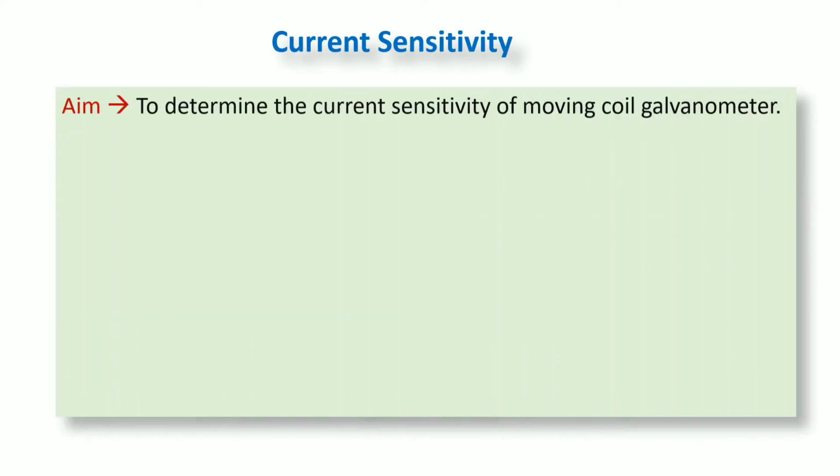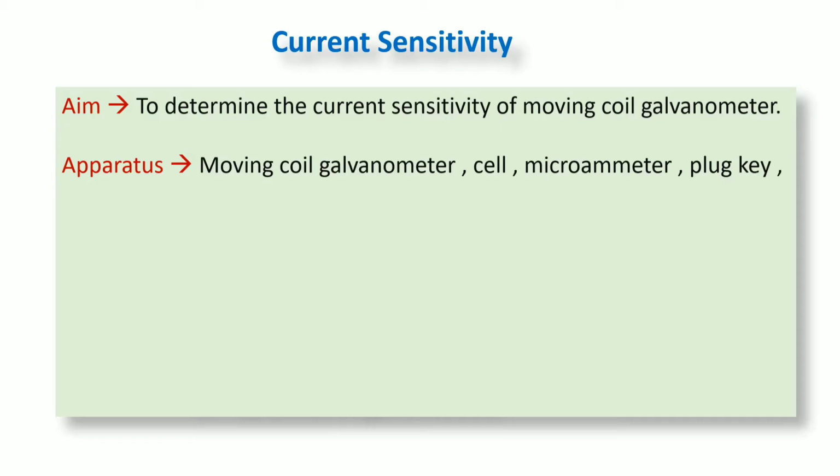Hello students, this is the fourth long experiment from your 12th standard practical syllabus, that is current sensitivity. Now what is the aim of the experiment? The aim of the experiment is to determine the current sensitivity of a moving coil table galvanometer.